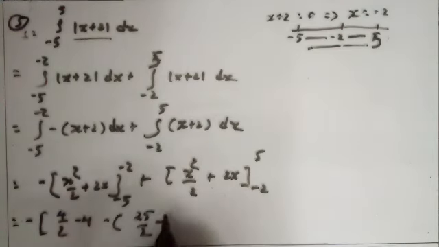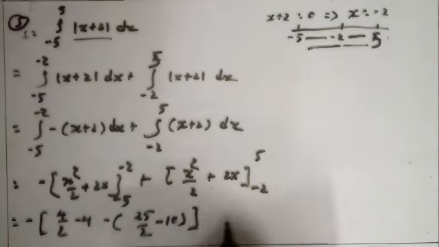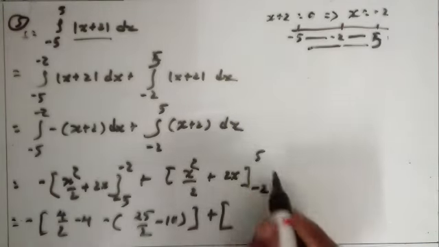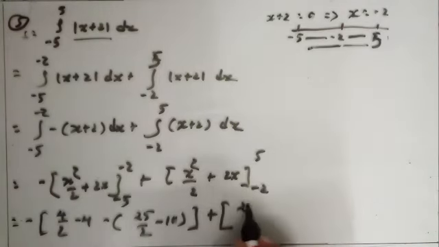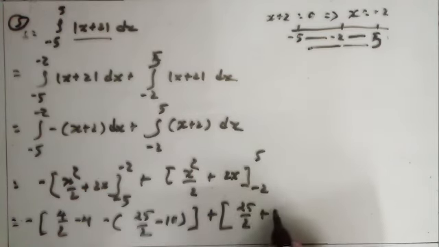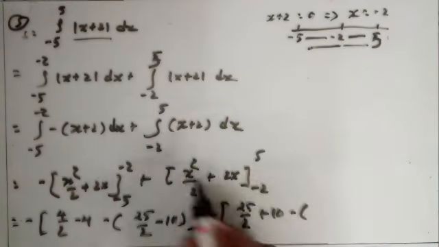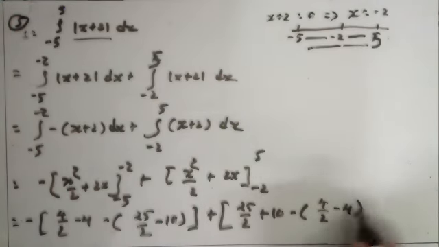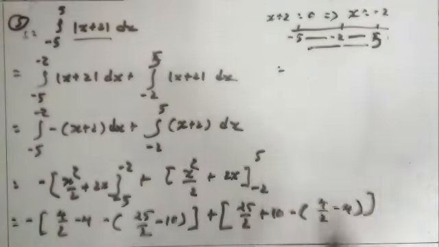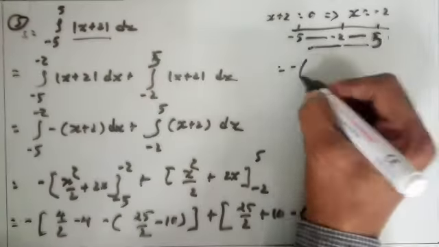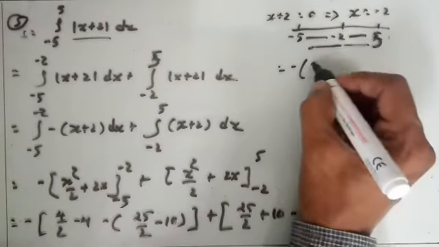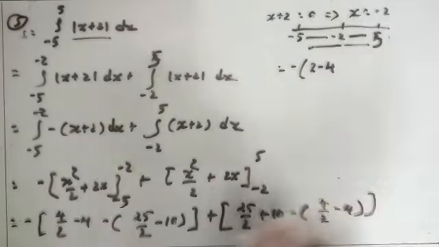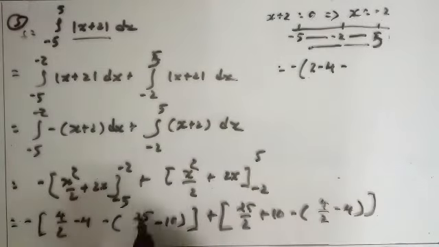Minus here 5 into 2 becomes 10. Bracket over. Plus, the same applies here: 5 square is 25 upon 2, plus 5 into 2 is 10, minus into bracket, replace x by 2: minus 2 square is 4 upon 2, minus 2 into 4. Okay. Now simplification. So minus into bracket, 4 by 2 that is 2, minus 4.